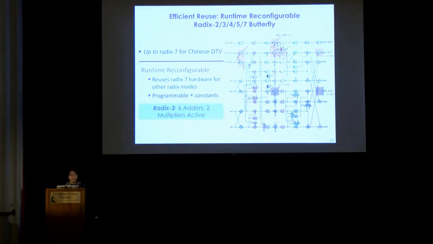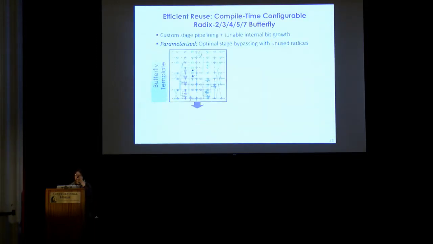For example, if you wanted to use this radix 7 butterfly for radix 3 at a particular computation step, only the elements in purple are active. So for the radix 3 case, you'd reduce it down to 6 adders and 2 multipliers that are active. So that was talking about runtime configuration.